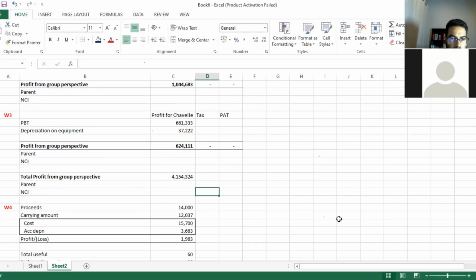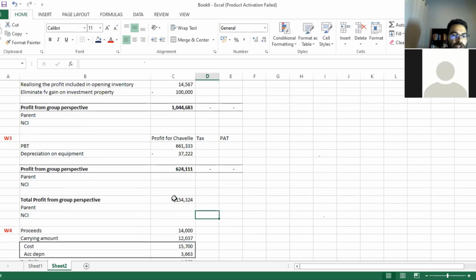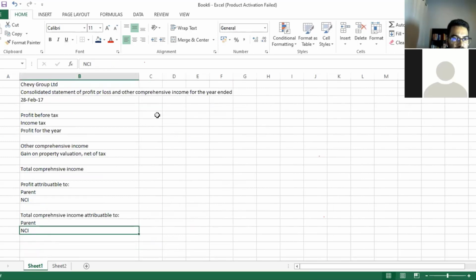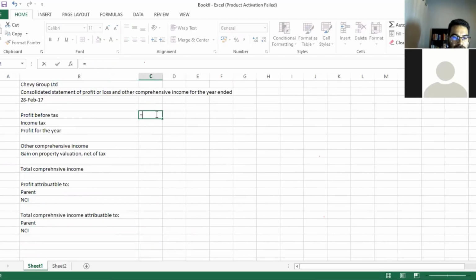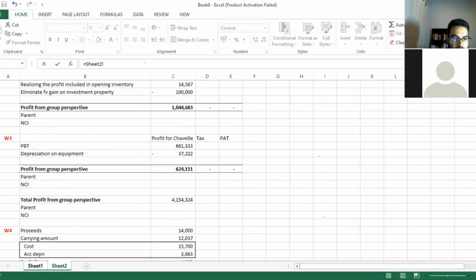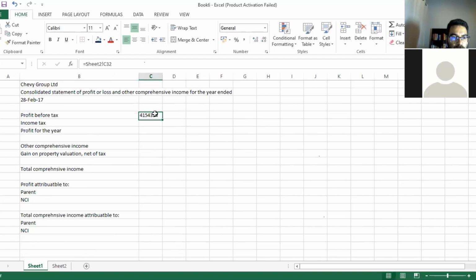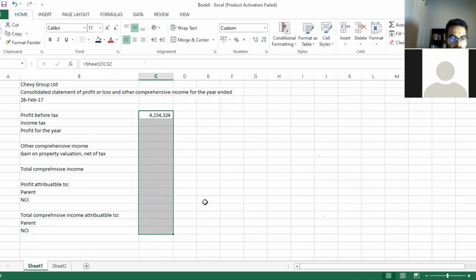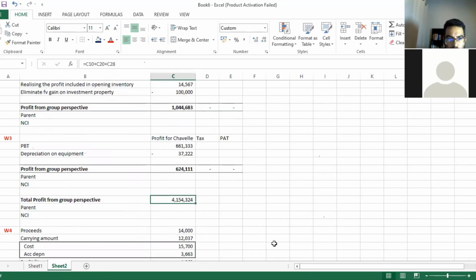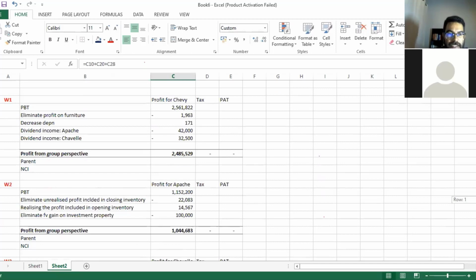Okay. So my total profit before tax is 51,454, whatever it is. And I'll just bring it in over here. Profit before tax equals 4154, whatever it is. That will be my total profit figure. Then I'm going to do my tax.